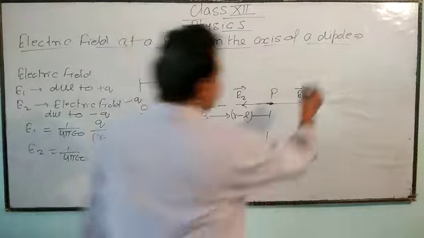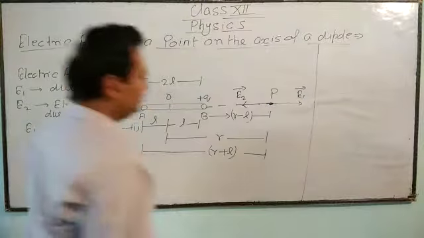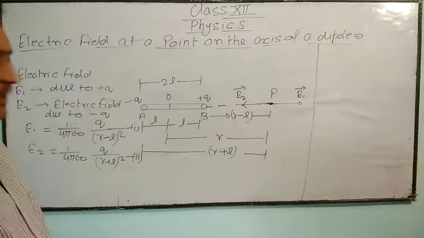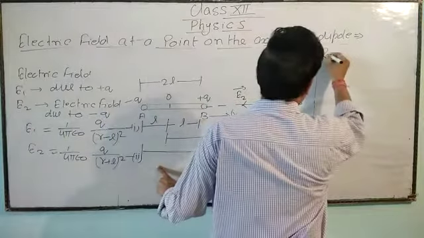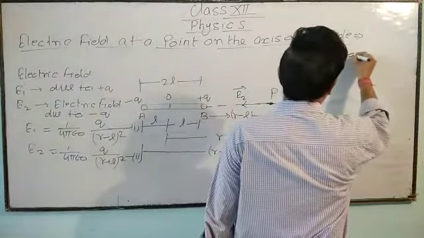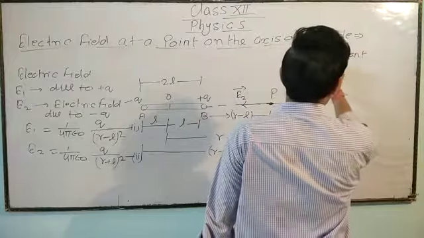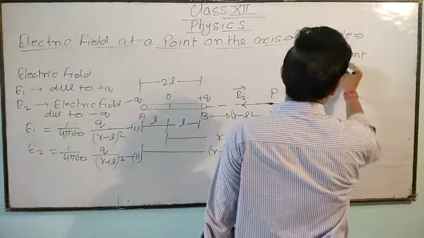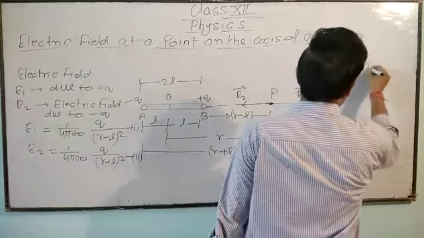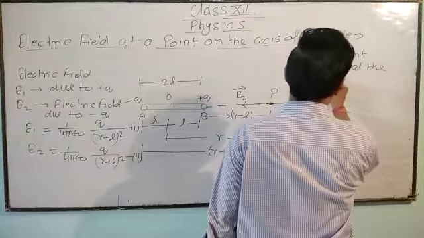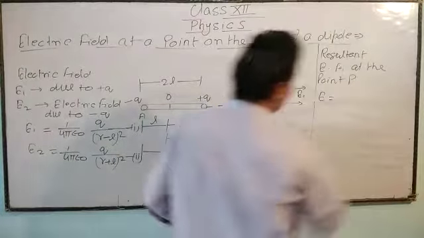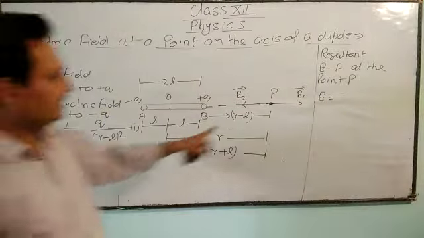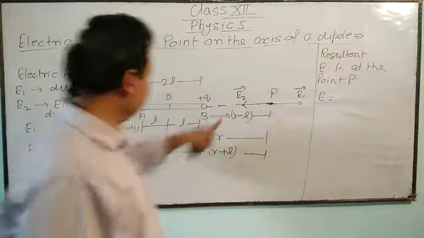Now find the resultant electric field at the point P. So the resultant electric field at the point P: E is equal to... now we check the value of E1 and E2.